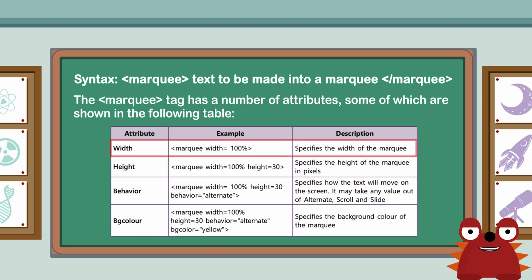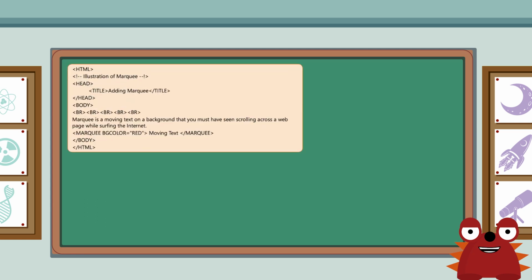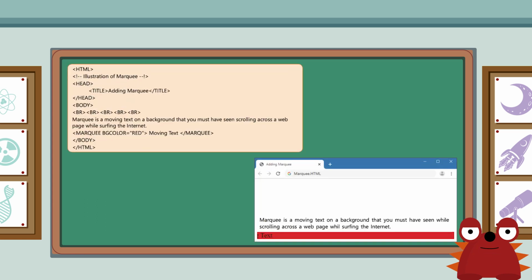First is width, which specifies the width of the marquee. Second is height, which specifies the height of the marquee in pixels. Next is behavior, which specifies how the text will move on the screen. It may take any value out of alternate, scroll, and slide. And lastly is the background color that specifies the background color of the marquee. Here is an example, and here is the output.